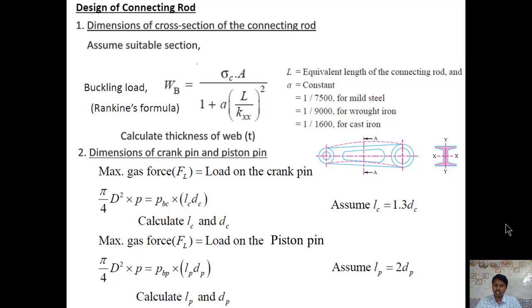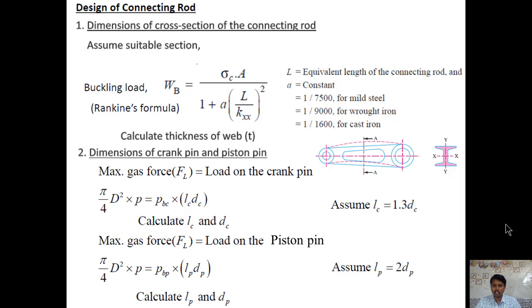Hence, take the buckling load equation, that is Rankine's formula, where WB equals sigma c A by 1 plus a into L by kxx into kxx square. Here L is the equivalent length of the connecting rod, that is the length between the center of the small end and the center of the big end, and a is a constant which is based on the material.